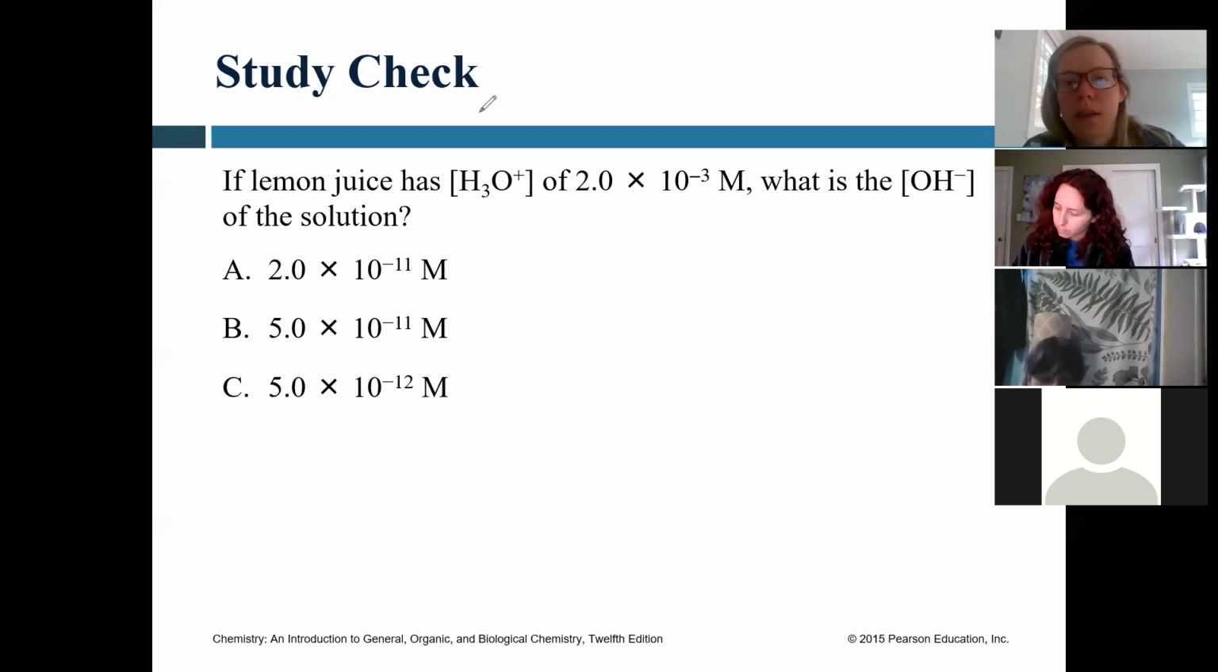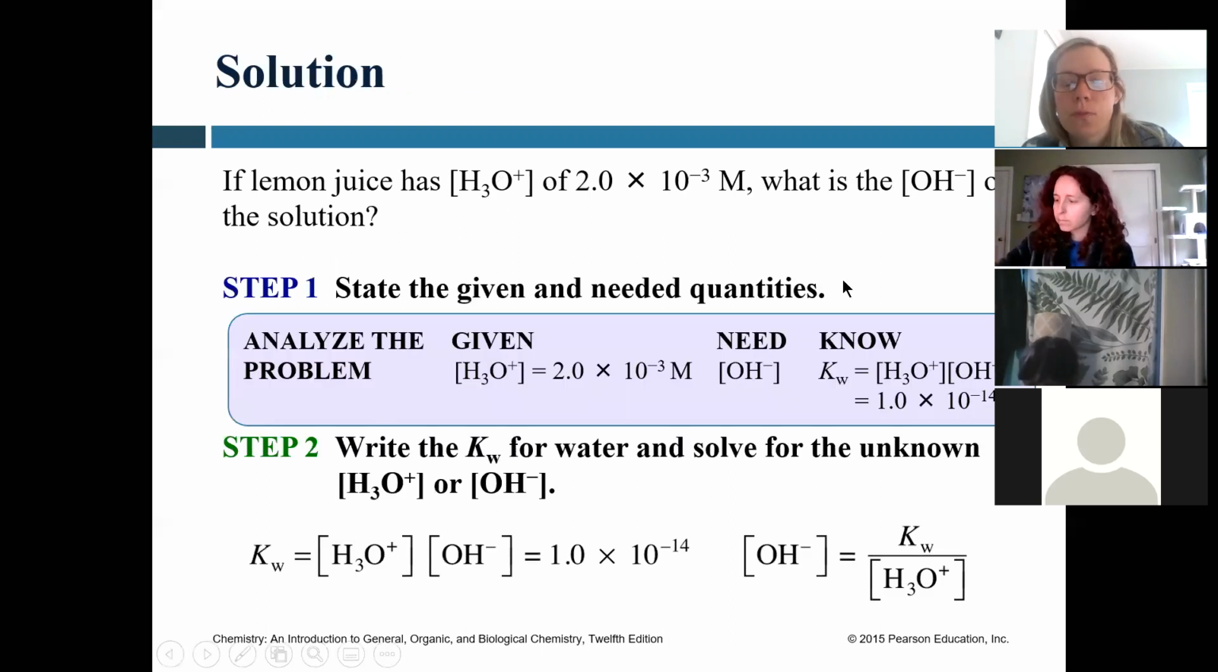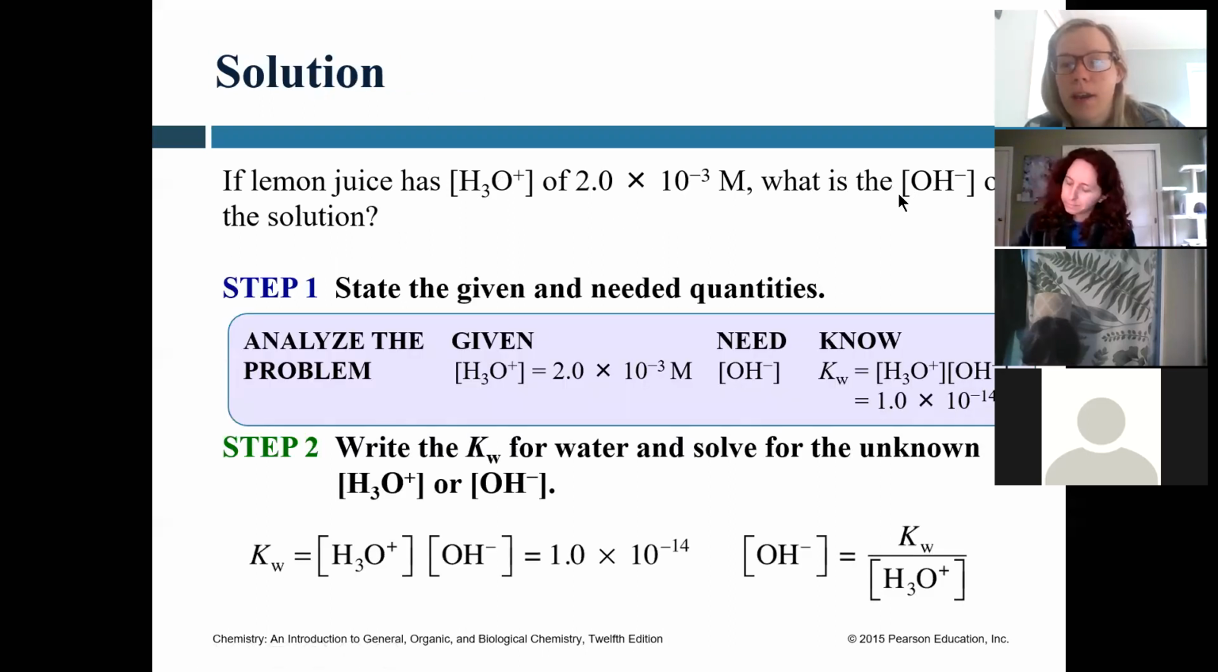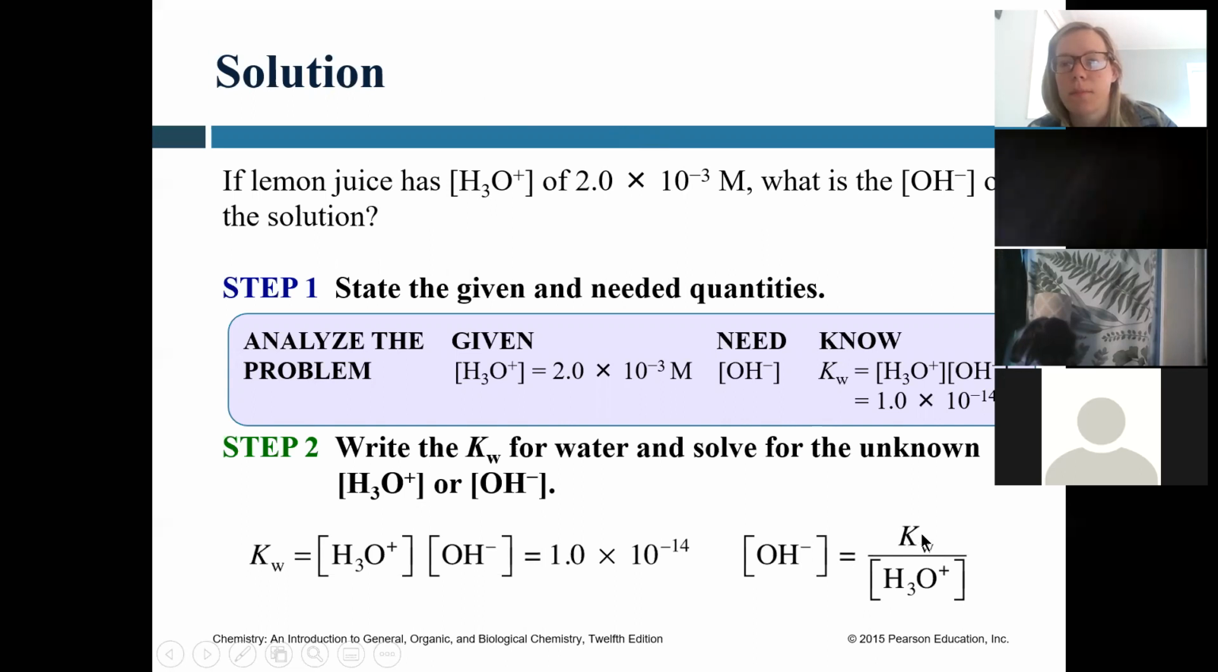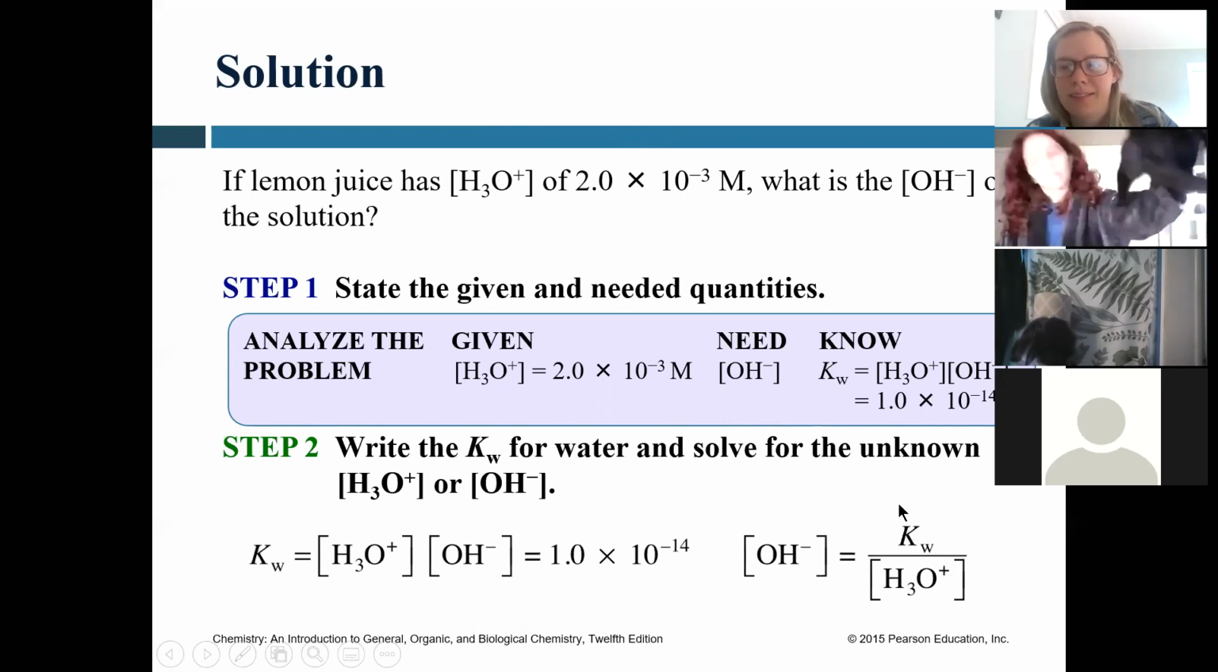So we're given H3O plus. We want to solve for OH. So first we need to write out our KW constant and then isolate appropriately. The only difference from the last problem is that instead of solving for H3O plus, we're solving for OH. So my OH is on the left side. It will equal the KW constant divided by whatever the H3O plus concentration is.